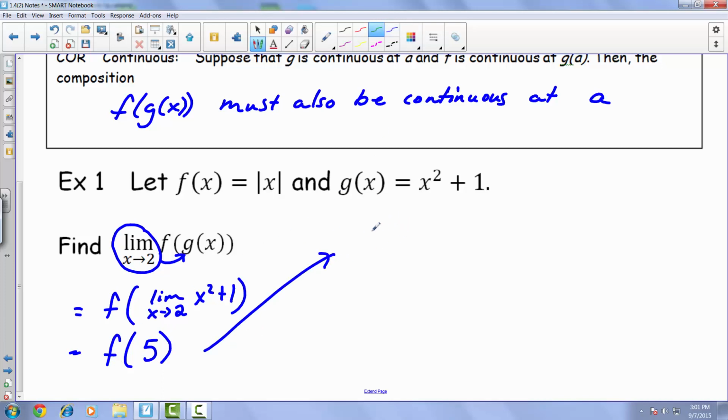So as a result, we end up with the absolute value of 5, and the absolute value of 5 simply comes out to be 5. So again, that is example 1 and using that theorem with the composition of functions and how they work with limits.